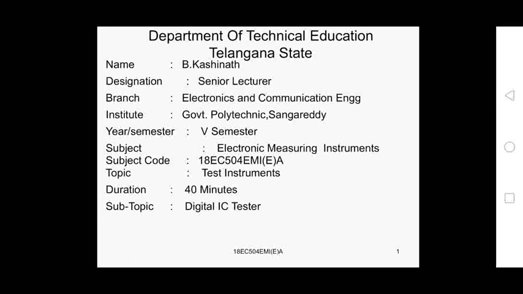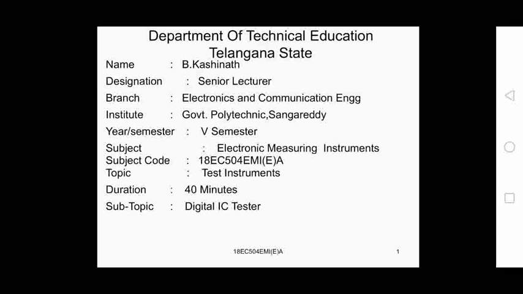The topic which we are going to discuss today is the last chapter in Electronic Measuring Instruments, that is the test instruments. In that, the subtopic name is digital IC testers.